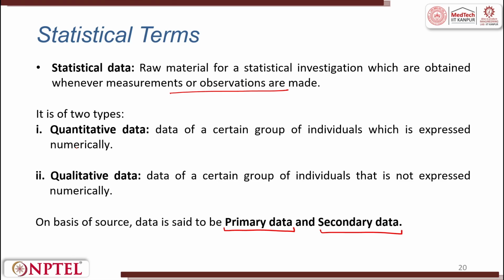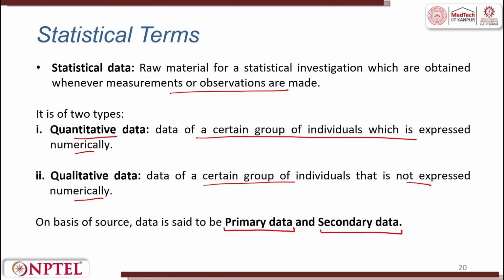Now, two types of data are there: quantitative data, data of a certain group of individuals which is expressed numerically; and qualitative data, data of a certain group of individuals that is not expressed numerically. Anything that we are talking about right now is quantitative data: the height of the specific sample you have taken, the diameter of the nozzle, the weight of the nozzle. These are all quantitative numbers.